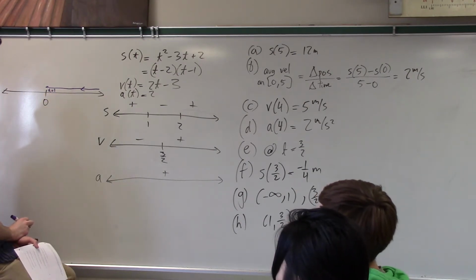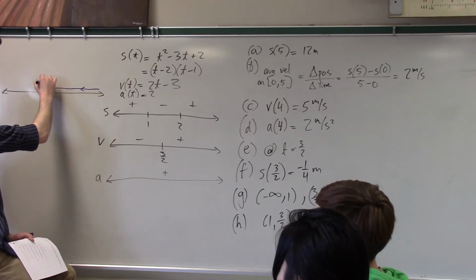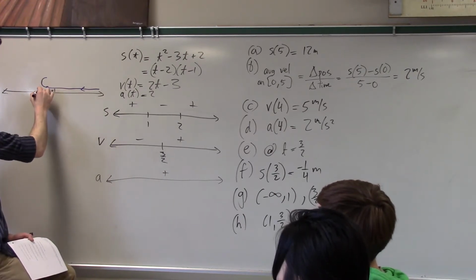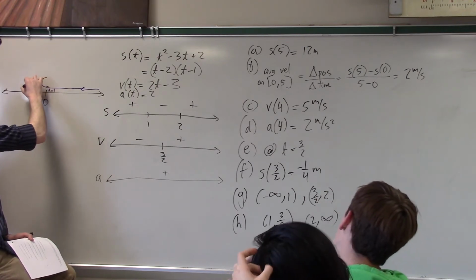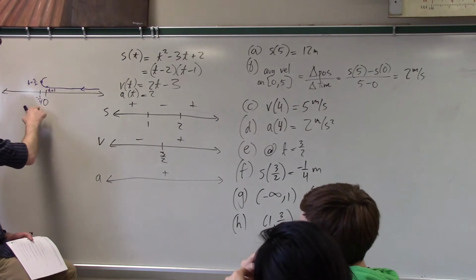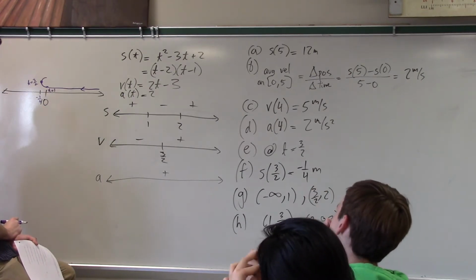3 halves. What happens at 3 halves? It turns around, and so what we're going to do is add this dimension, right? And I happen to know where I am at time t equals 3 halves. I'm at negative 1/4. Are you following the essence of this? And then this one's pretty boring.